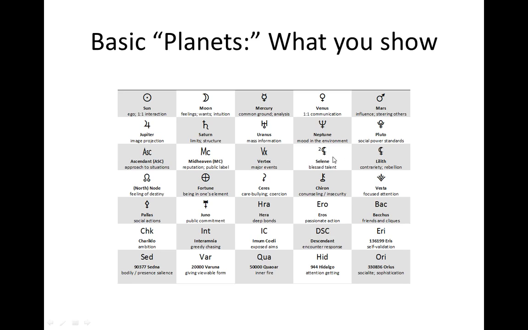Then you've got Selene. Selene is probably one of the most made up points in a chart, mainly because it moves around in a perfect circle. It is designed to take 7 years to go around the astrology chart, and for whatever reason, it strongly shows where you are really, really talented. So Selene is your blessed talent.